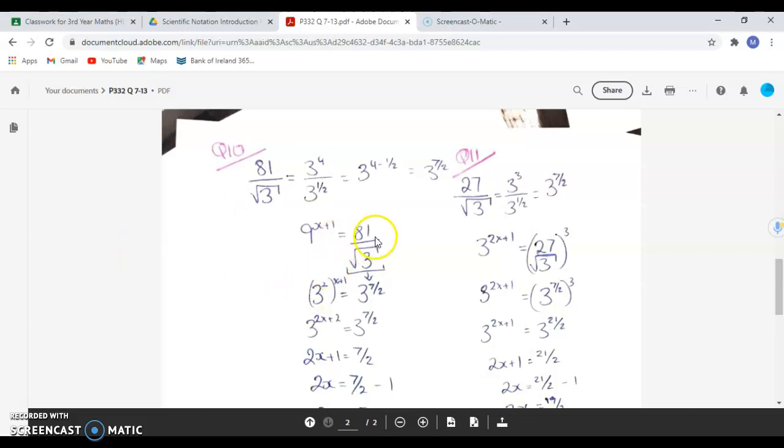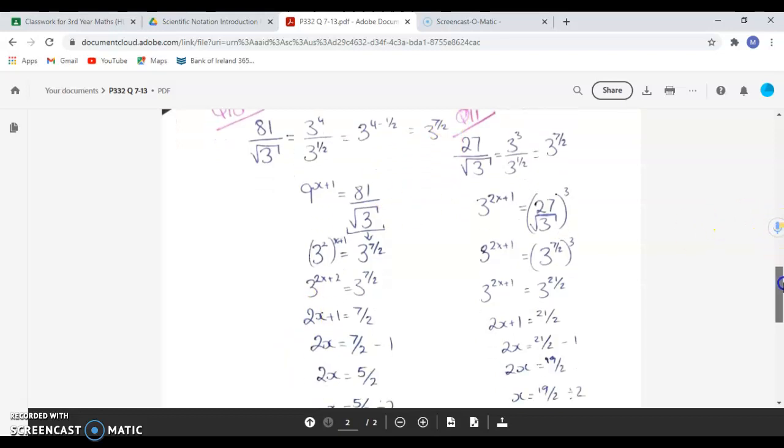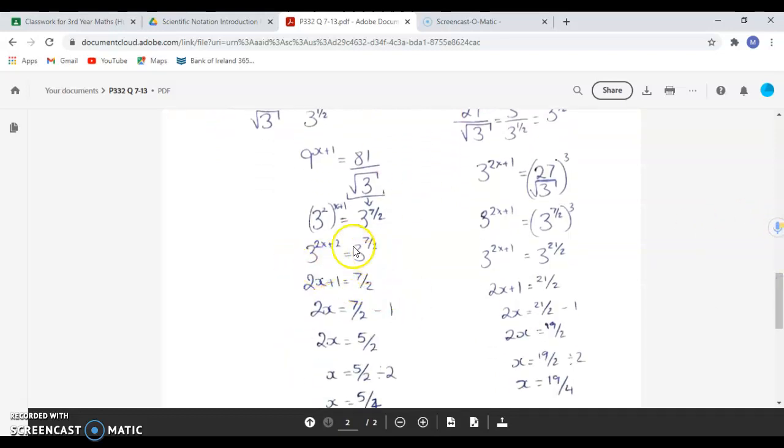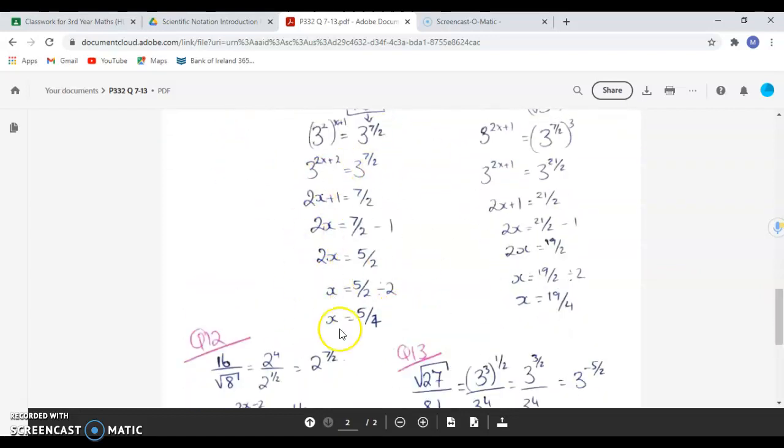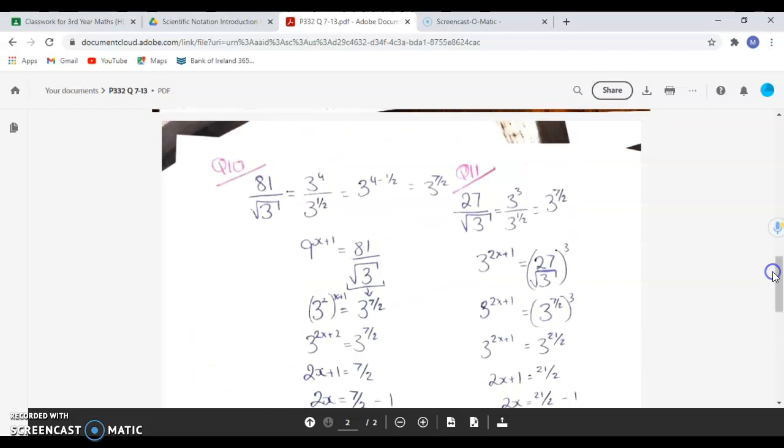Okay, so it's just subbing in then. Instead of 81 over root 3, I can rewrite it as 3 to the 7 over 2. Then when I have both, I have 3 on both sides. So rewrite 9 as 3 squared. Multiply out, circle, circle, and go off and solve the rest of that down the way there. This part should be fine. It's just the powers, it might be a bit tricky.